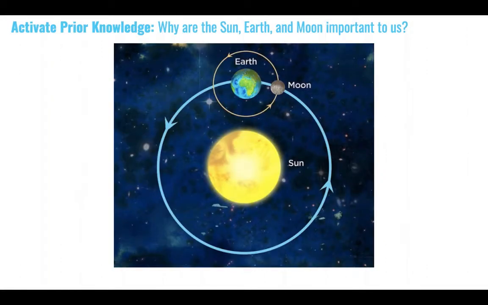Why are the sun, earth, and moon important to us? Hopefully, by thinking about the question and looking at this image, maybe activating something you've learned in prior grades or earlier this year in 4th grade, you realize that the sun, earth, and moon interact with each other to create weather and seasons and time zones in our day-to-day lives.